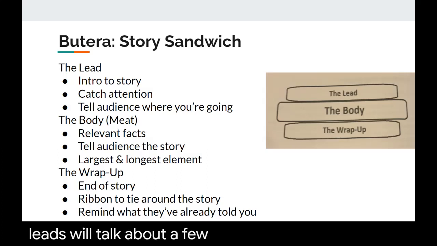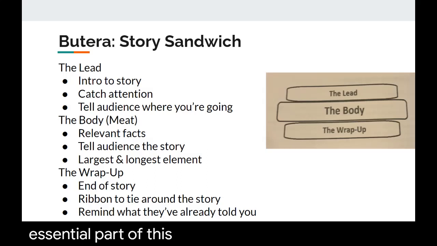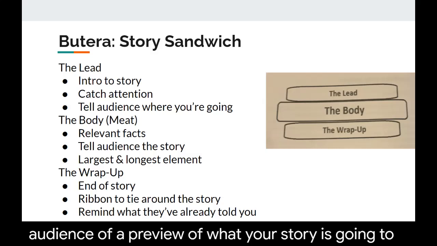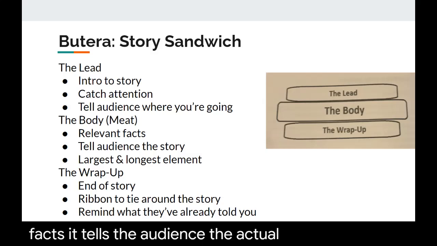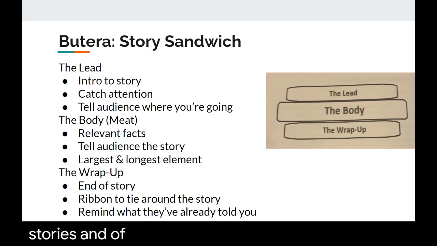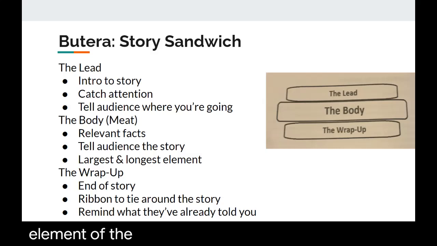We'll talk about a few of them from the Butera chapter here in a minute. But the lead is a really essential part of the story because it provides the audience a preview of what your story is going to be about. Now, the body contains the most relevant facts. It tells the audience the actual elements of the story. And of course, this is the largest and longest element of the story.